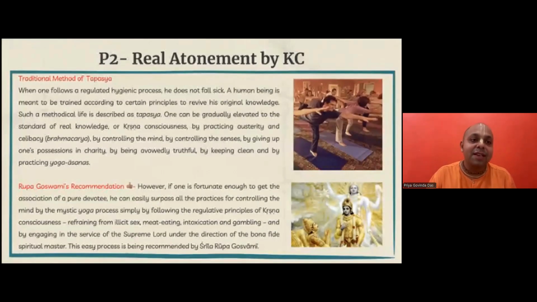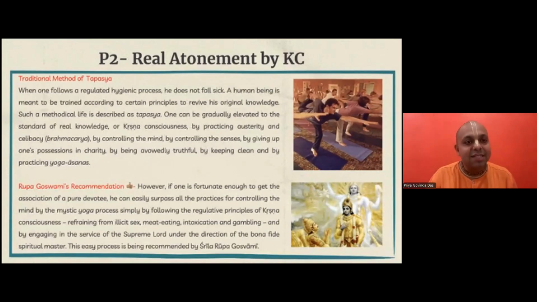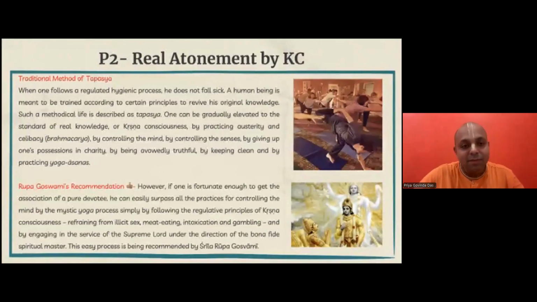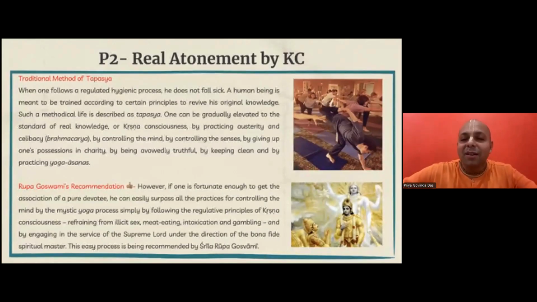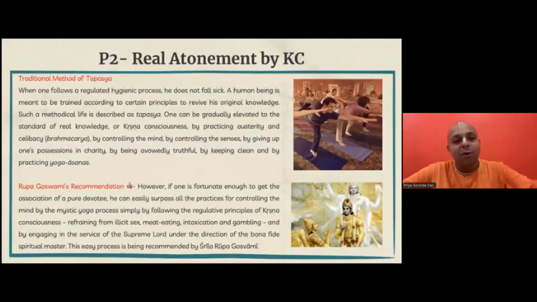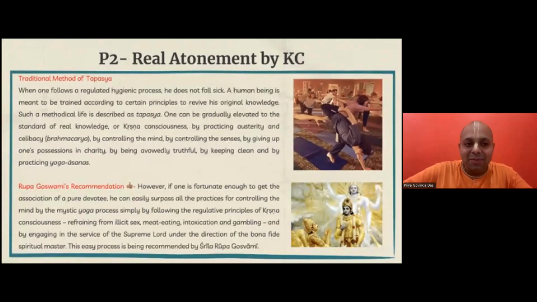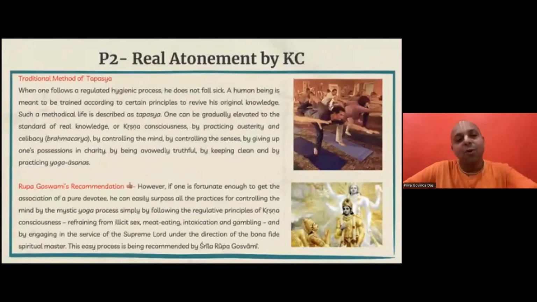So he says, when one follows a regulated hygienic process, one does not fall sick. A human being is meant to be trained according to certain principles to revive his original knowledge. Such methodical life is described as tapasya. So when we follow those principles, it's called tapasya. And when we do that tapasya, we revive some of our dormant Krishna consciousness and get some control over our sinful activities. But the real solution, Prabhupada says, is given by Rupa Goswami. What is Rupa Goswami's recommended solution for real atonement, so that we don't go for sin again?